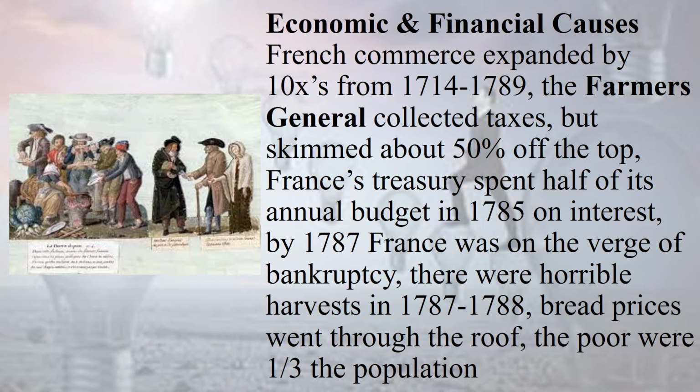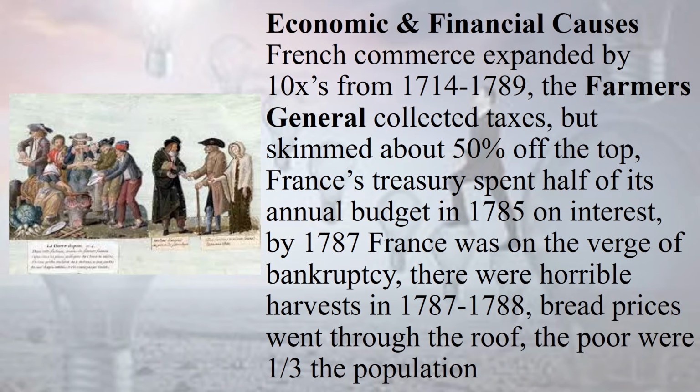The Farmers General collects taxes, but they still take about 50% off the top. There's a lot of problem with corruption throughout France. Half of the annual budget for France was spent paying interest on loans. Kind of sounds a little bit like the U.S. today. And by 1787, France was about to go into bankruptcy.